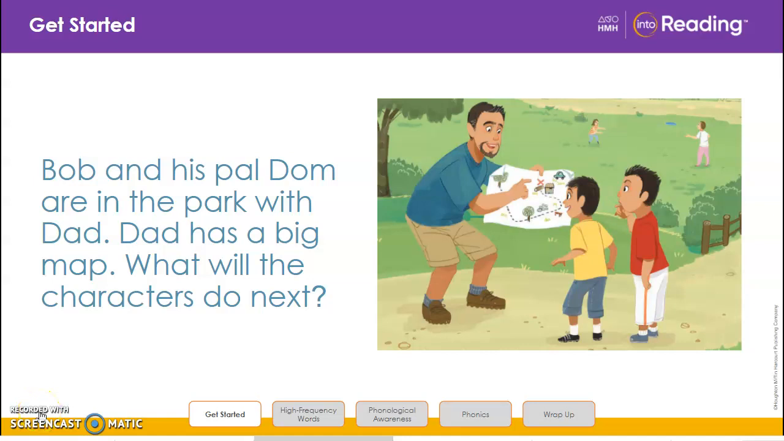Today we will read another story about Bob, Dom, Dad, Pop, and Sal. Bob and his pal Dom are in the park with Dad. Dad has a big map. What will the characters do next? Later we will use the new words and skills we learned to read about what these characters do.